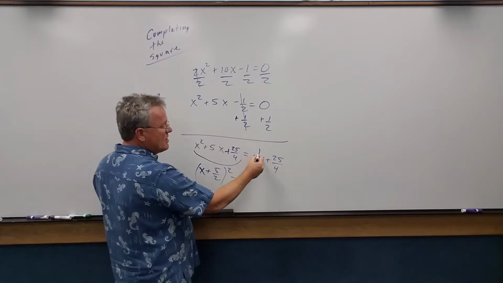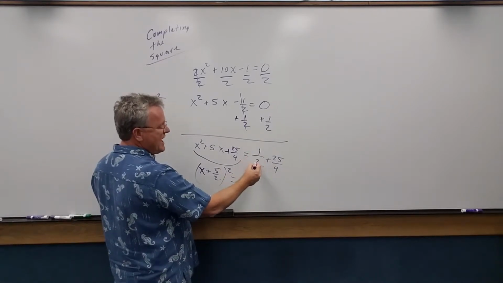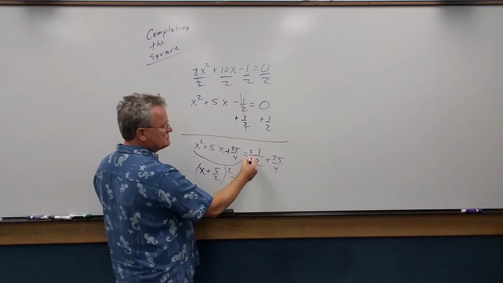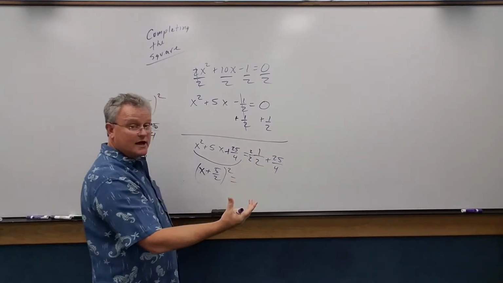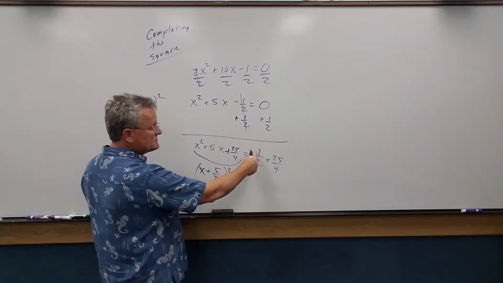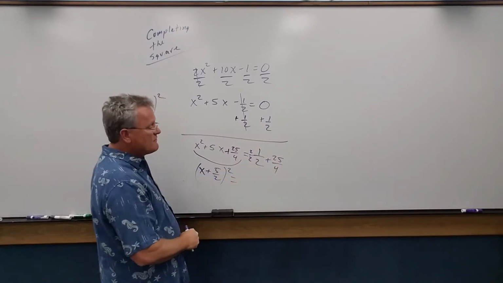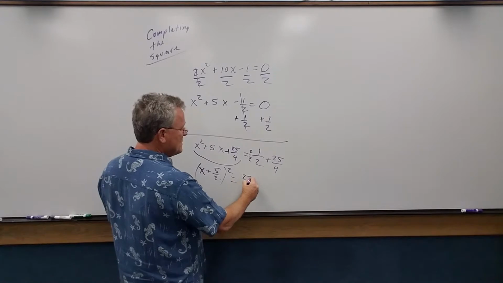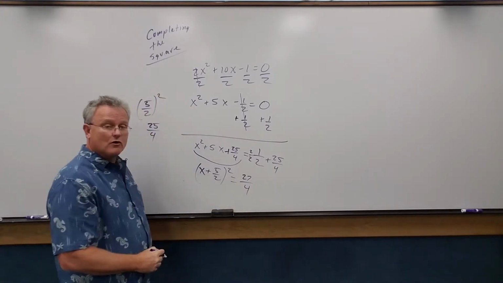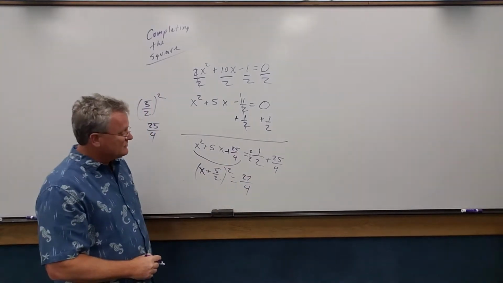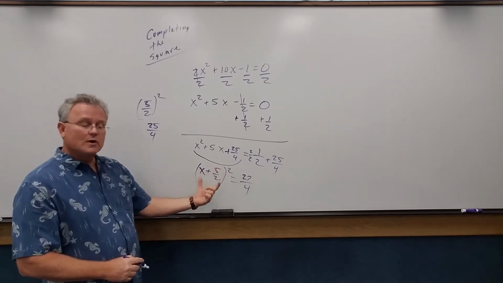Here, I got to multiply a half by 2 over 2. In order to add, we need a common denominator. So this gives me 2 over 4 plus 25 over 4 gives me 27 over 4. Just add those.